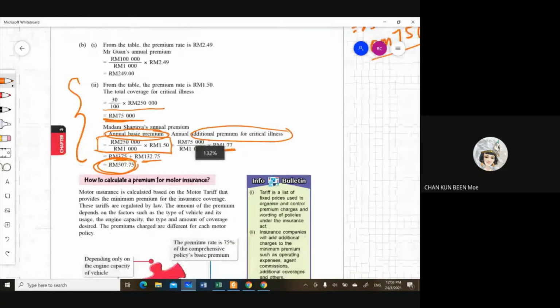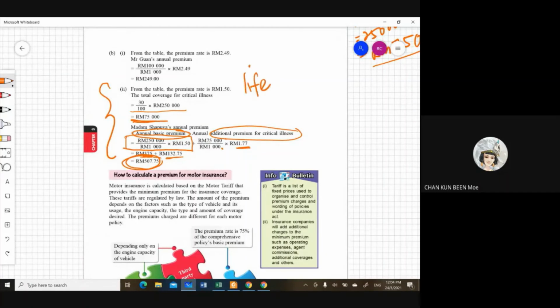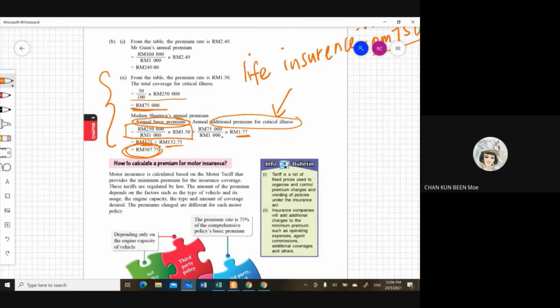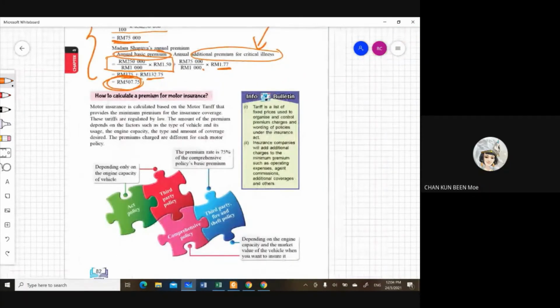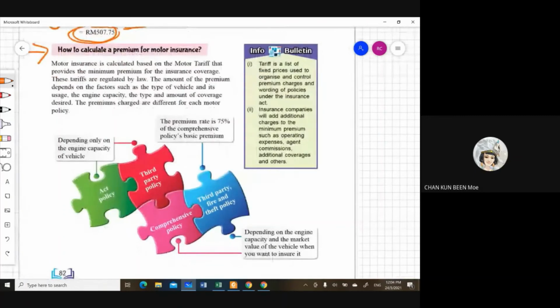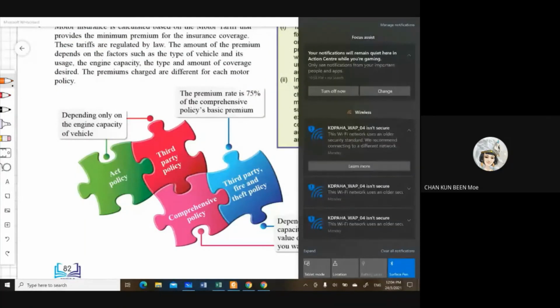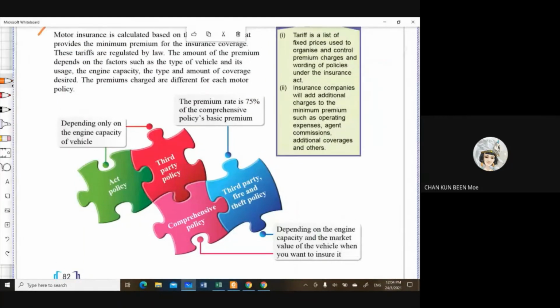Okay, so we continue. If you don't have any questions, that is about the calculation of life insurance with the additional critical illness. Continue from here. We are going to carry on with the calculation of the premium for motor insurance. You look at the motor insurance. Hold on, give me some time.